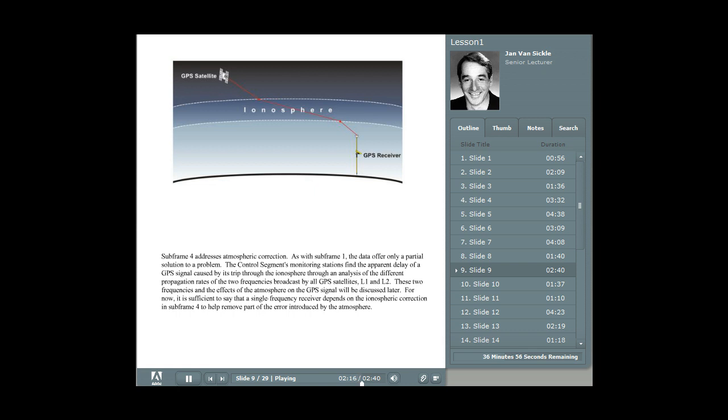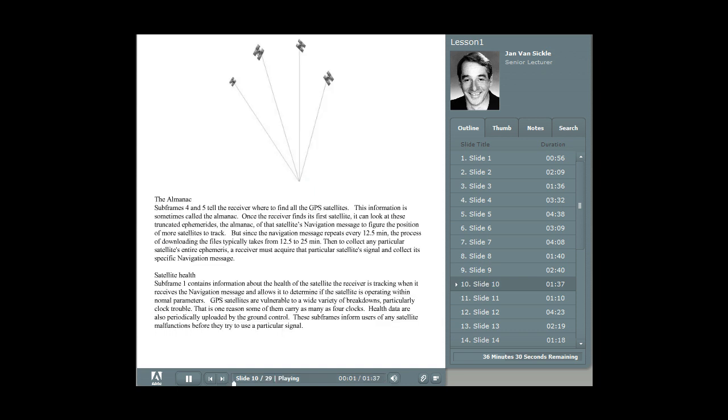The reason this is a bit of a handicap is that, for example, the atmosphere above Kwajalein in the Pacific might be quite different than the atmosphere above your GPS receiver in the continental U.S. And that's part of the reason that the navigation message in general is not as perfect as we perhaps would like it to be. The almanac in subframes 4 and 5 tells the receiver where to find the satellites, and these little truncated ephemerides in the almanac help it do that.